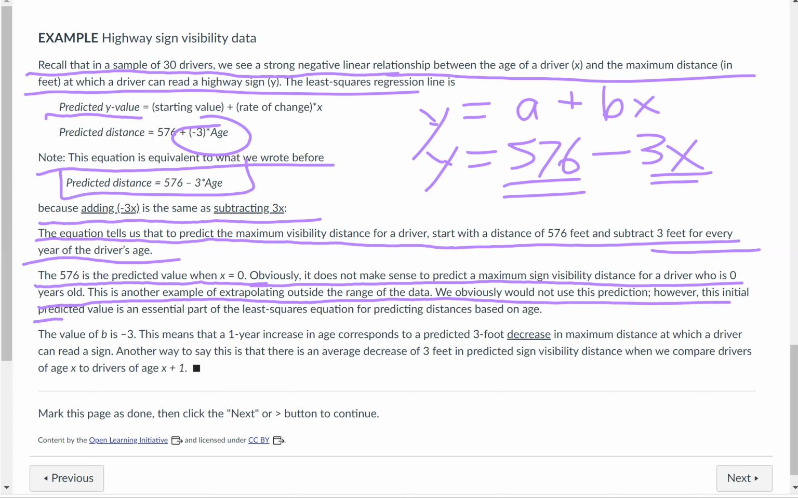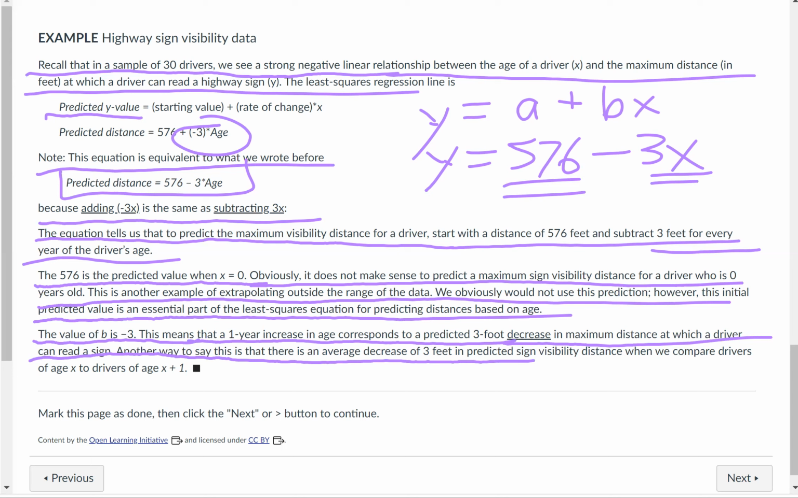However, this initial predicted value is an essential part of the least squares equation for predicting distance based on age. The value of B is negative 3. This means that a 1-year increase in age corresponds to a predicted 3-foot decrease in maximum distance at which a driver can read a sign. Another way to say this is that there is an average decrease of 3 feet in predicted sign visibility distance when we compare drivers of age x to drivers of age x plus 1.